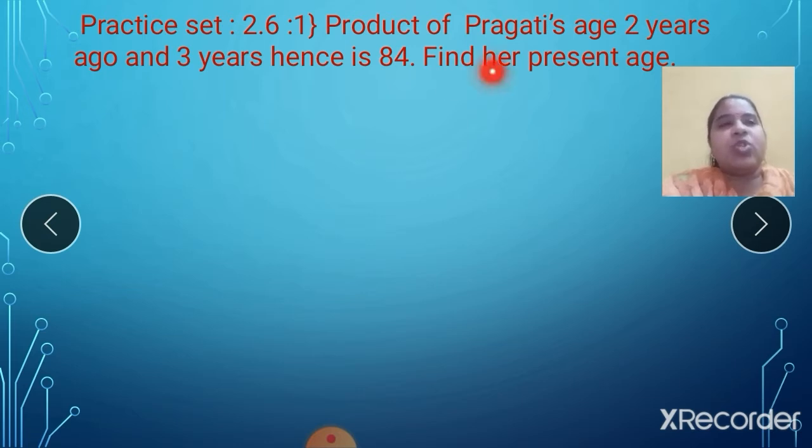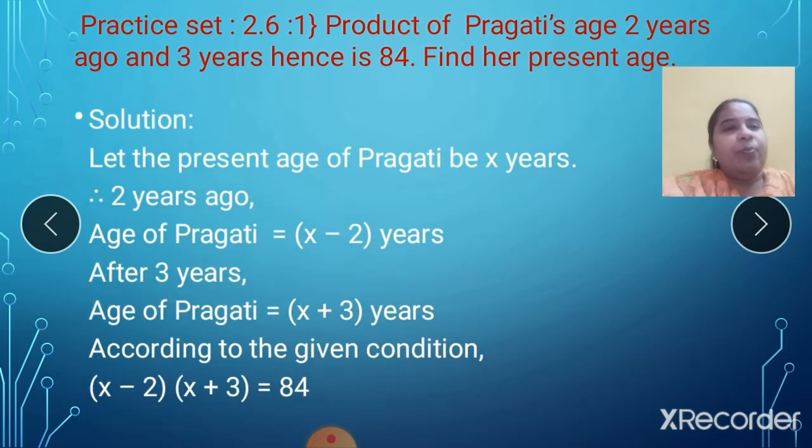We are going to start the sum from here. Find her present age. As I have told you, you should start with the last part of the question. So let the present age of Pragati be x years. Correct? Then read this. 2 years ago. What will be her age 2 years ago? What was her age 2 years ago? It was x minus 2.